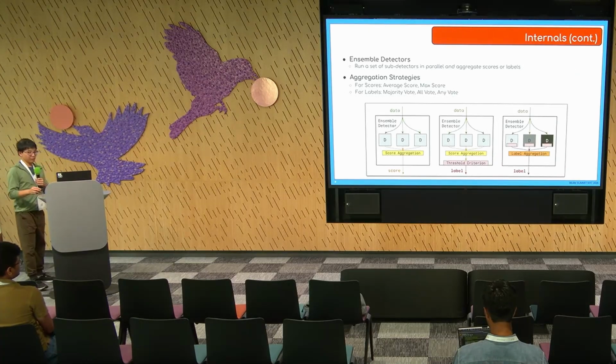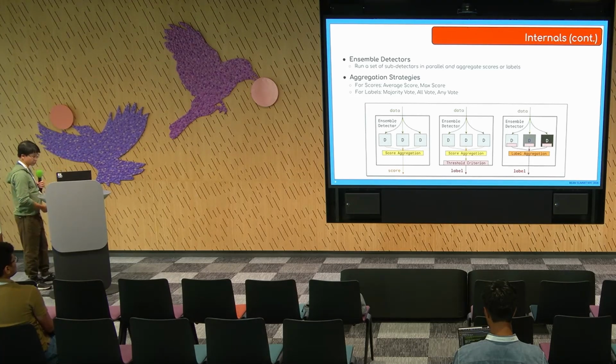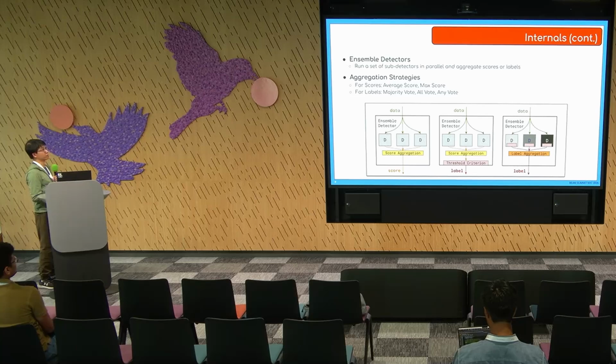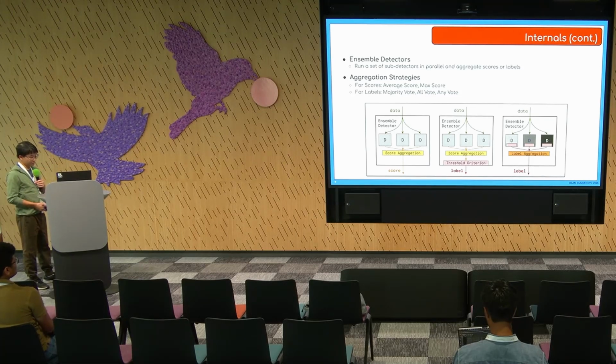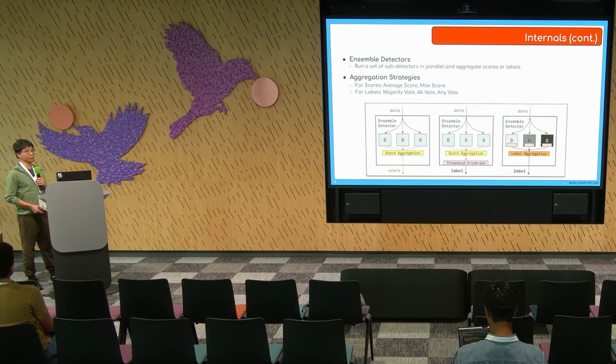And to build upon individual detectors, we also have ensemble detectors. In the ensemble detectors, we run a set of sub-detectors in parallel and aggregate the scores or labels back. And notice that these sub-detectors can also be ensemble detectors. That means that you can use this whole framework to build ensembles of ensembles, in a sense.